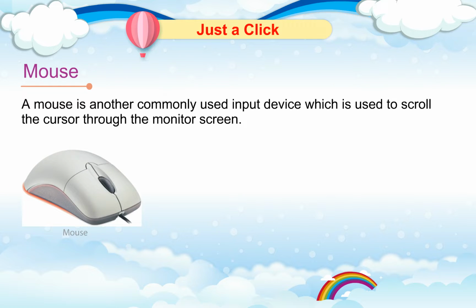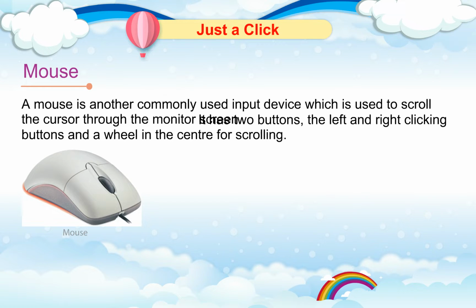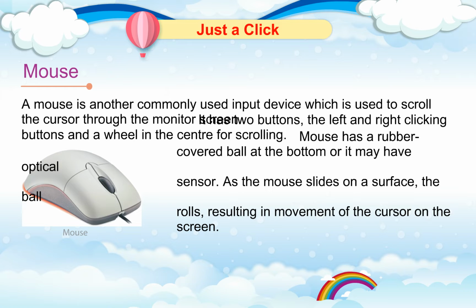Mouse. A mouse is another commonly used input device which is used to move the cursor on the monitor screen. It has two buttons, the left and right clicking buttons, and a wheel in the center for scrolling. A mouse has a rubber-covered ball at the bottom, or it may have an optical sensor. As the mouse slides on the surface, the ball rolls, resulting in movement of the cursor on the screen.